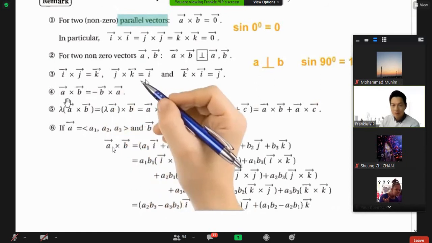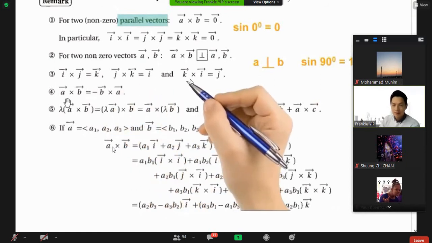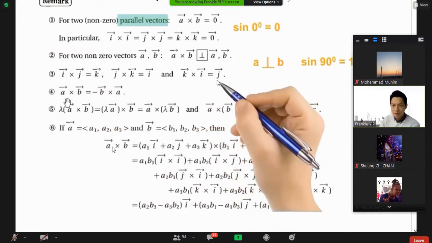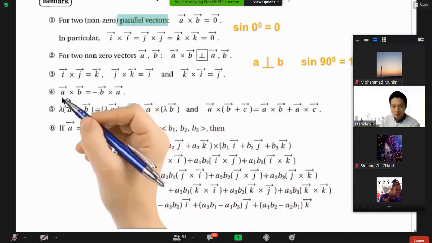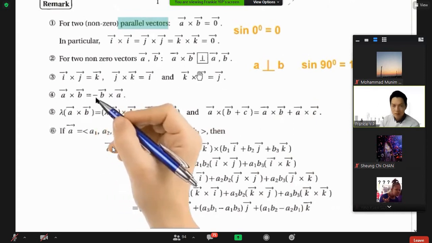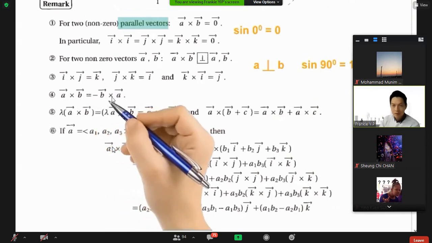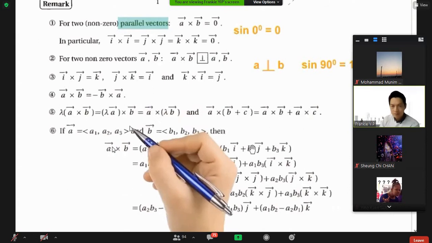And j times k is also equal to i. k cross i is also equal to j, etc. And once again, I've told you before that A cross B equals negative B cross A. This is what I mentioned.